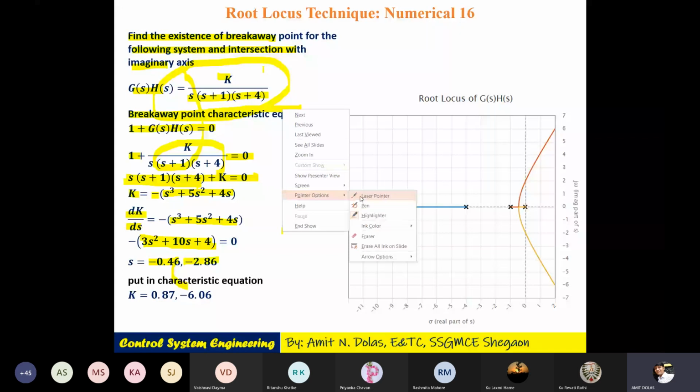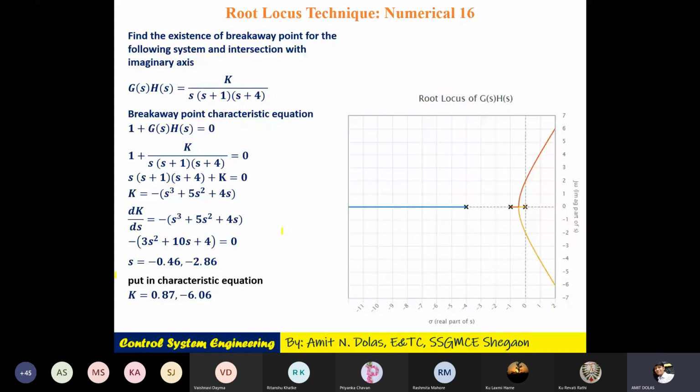Which one is the breakaway point? We need only one. So just see where the root is. How many total poles do we have? We have 3 poles. Check for the root. One is at origin, one is at minus 1, one is at minus 4. I have taken a set point here, on this line of 2 poles. Then the number of poles and zeros towards the right hand side is odd, that is 1. Therefore there is a root on this line.